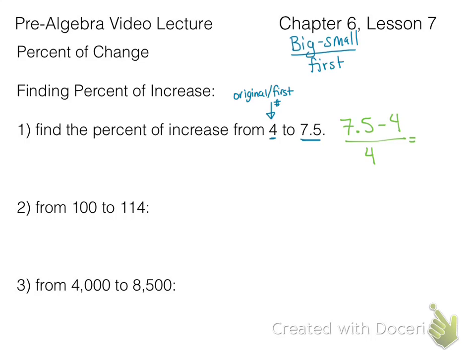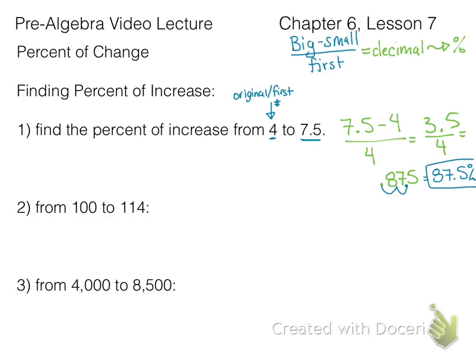And then obviously you're going to get a decimal. So the big number, which is 7.5, minus 4, and then divided by 4 because 4 was the first original number. Once you get your decimal, and remember the top number goes into the calculator first, so it's 3.5 divided by 4, which is going to give you 0.875. Move the decimal 2 places to the right, and you get a percentage, which is 87.5%.